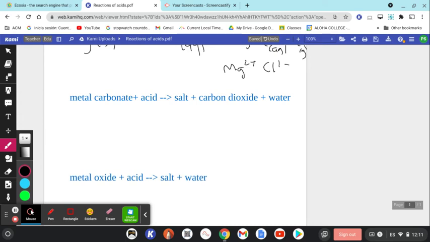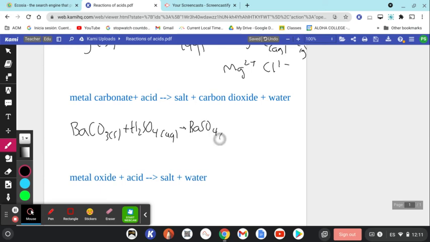Second equation that is typical of acids is with a metal carbonate. It makes salt, carbon dioxide, and water. Now, let's take another metal. Let's say, for example, barium carbonate, solid. We add again an aqueous solution. Let's pick another acid, H2SO4, aqueous. We make a salt, barium sulfate.